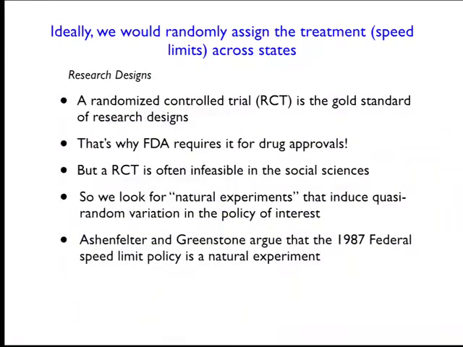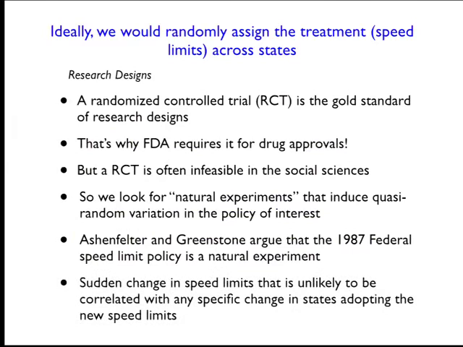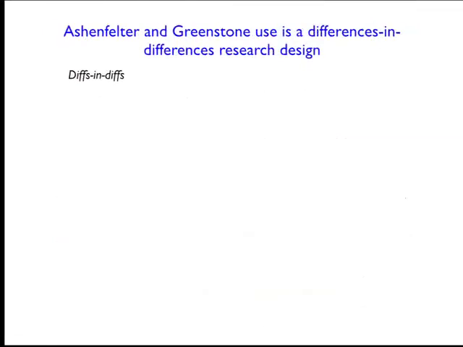And so the authors in this study argue that the 1987 speed limit policy is a natural experiment. When the federal government lifts the cap on speed limits from 55 to 65 miles an hour, that's going to induce a sudden change in speed limits in some of the states that's not likely, at least they argue, to be correlated with any specific change in other factors that might affect fatality rates. So this allows them to implement the differences-in-differences design that we've discussed before.